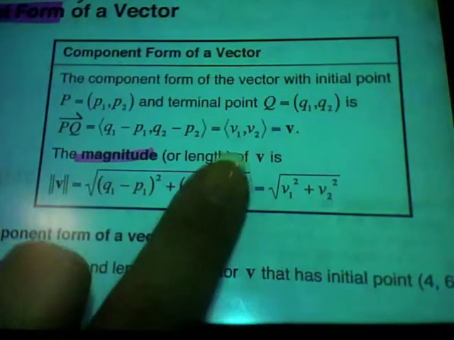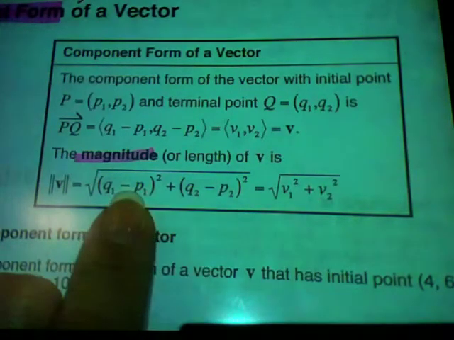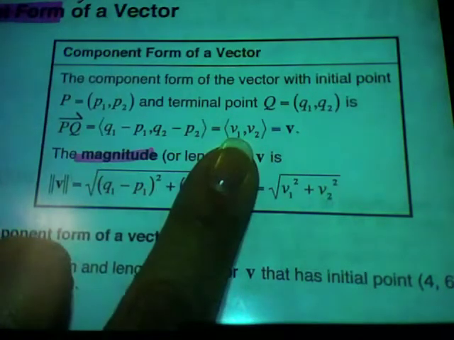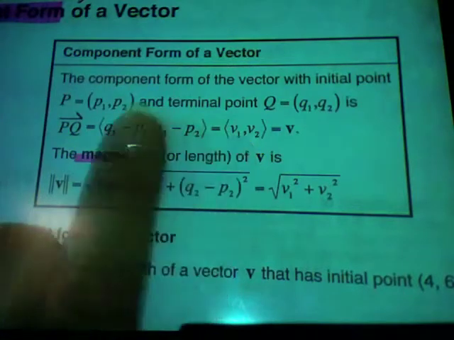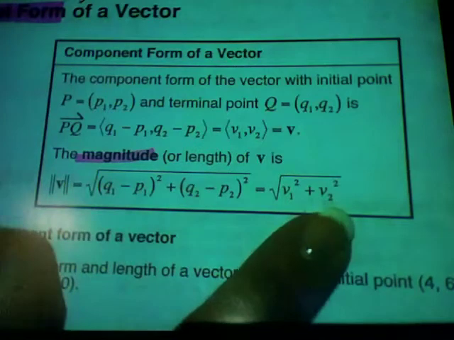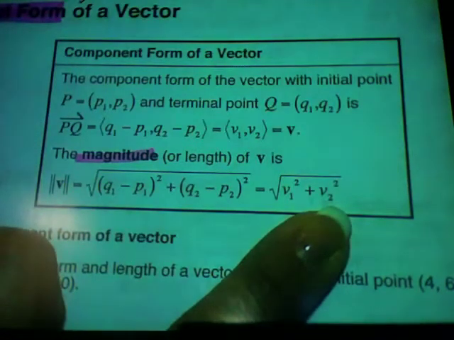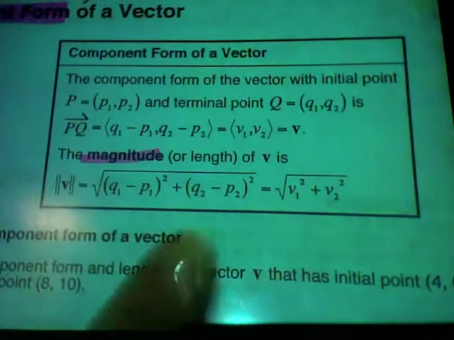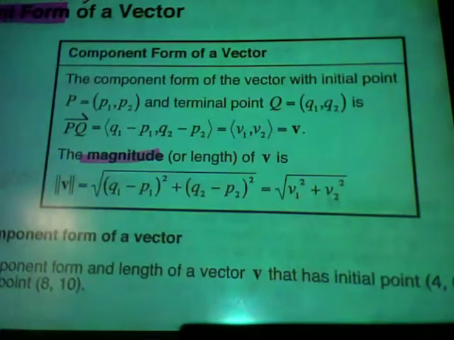Now notice that Q1 minus P1, wasn't that V sub 1? Isn't that what this is? Once you find your component form, rather than take your ordered pairs and plug them all the way back into here, can't you just take this component form and square them and add them together? It's a shortcut. But you can do it the long way if you want to. So you can do it this way or this way. So let's go ahead and go through some problems.